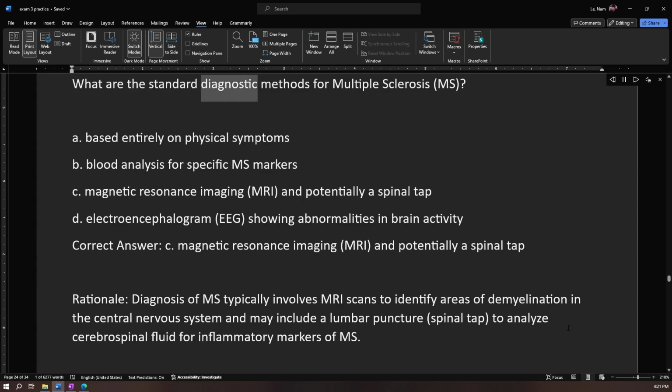What are the standard diagnostic methods for multiple sclerosis, MS? A. Based entirely on physical symptoms. B. Blood analysis for specific MS markers. C. Magnetic resonance imaging, MRI, and potentially a spinal tap. D. Electroencephalogram, EEG, showing abnormalities in brain activity. Correct answer. C. Magnetic resonance imaging, MRI, and potentially a spinal tap.